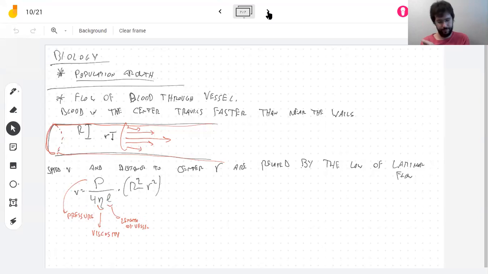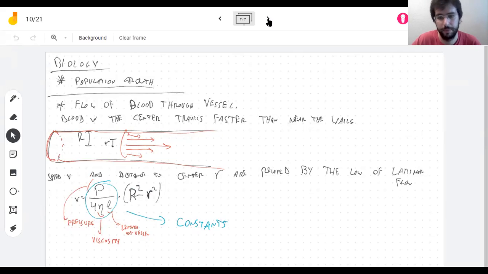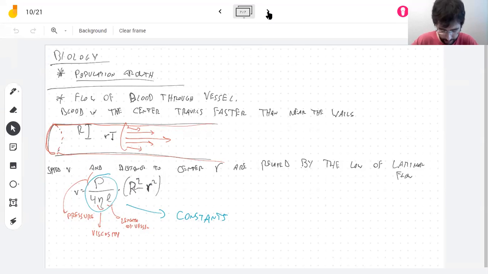So anyway, we can probably say that these all are constants from the way I drew the vessel. The pressure is the difference of pressure between one end and the other, so it's the same anywhere. It doesn't depend on where in the vessel I am. So basically it's a constant minus r squared. As little r increases, we get closer to the edge, and this function is gonna decrease. Actually, it's gonna decrease to zero according to this, when big R and small r are the same, the velocity is zero. So I guess blood is not moving at the wall of the vessel.